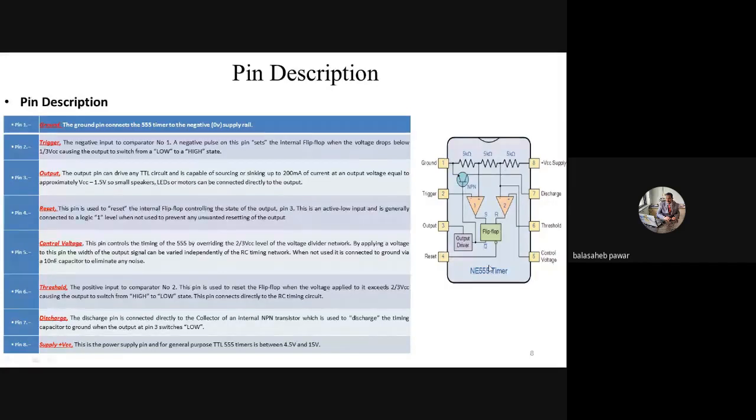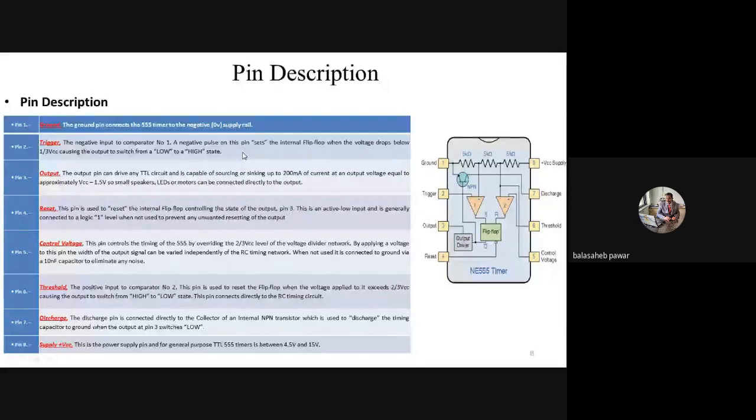Pin number 1 is the ground pin, the 0 volt supply rail; it should be connected to the 0 volt supply rail. Then pin number 2 is the trigger pin, the negative input to comparator number 1. For the first comparator, you will observe its inverting terminal is connected to the trigger pin.